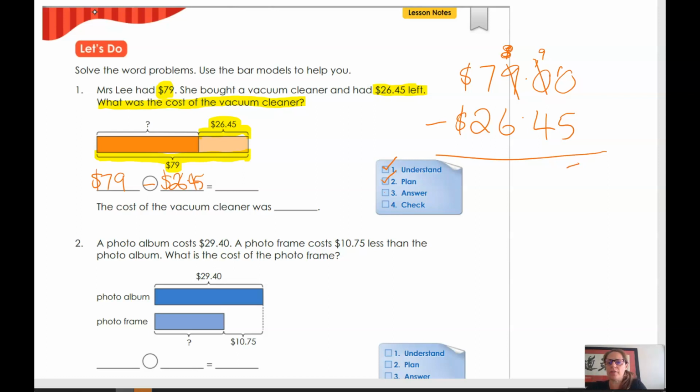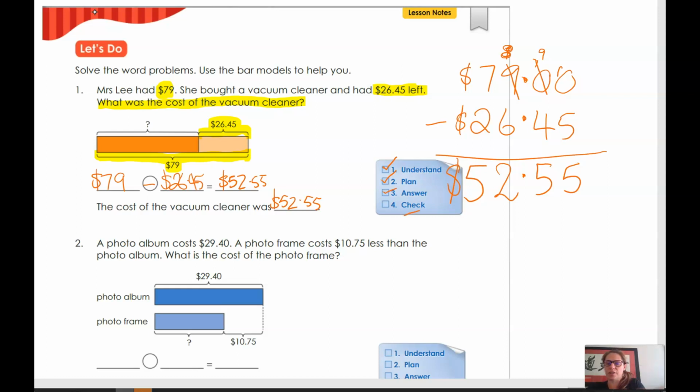So 10 take away 5 is 5. 9 take away 4 is 5. Make sure you put the dot. See, all the dots are in a line. Then 8 take away 6 is 2. I'm having a bit of a meltdown in my brain. 7 take away 2 is 5. So I think the answer is $52.55. The cost of the vacuum cleaner was $52.55.